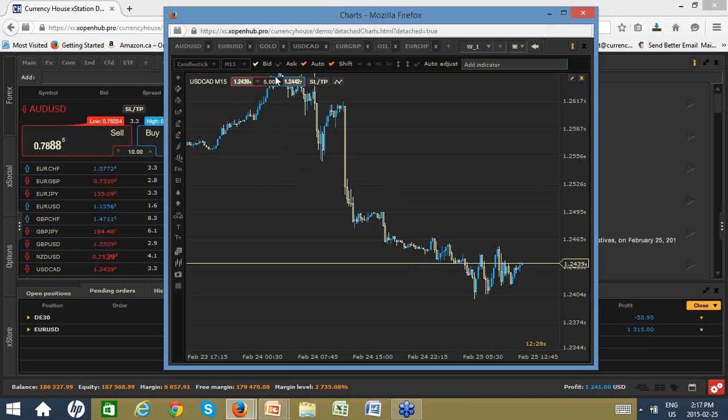This is the amount of lot size. That's how big the contract is that you're going to be taking. Five lots is quite a big contract. I believe that's just around 25,000 units of whatever you're purchasing.